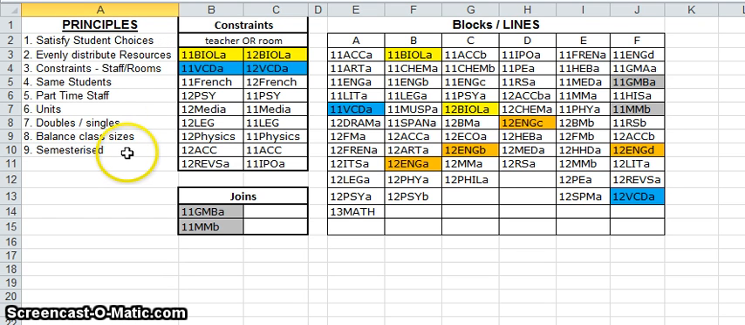And then lastly, we could have a semesterised configuration, which means I might have to create another 6 elective lines to run semester 2. Now that can get quite complicated, so I'll deal with that in another video. So I'll finish off with this concept of units and doubles and singles.